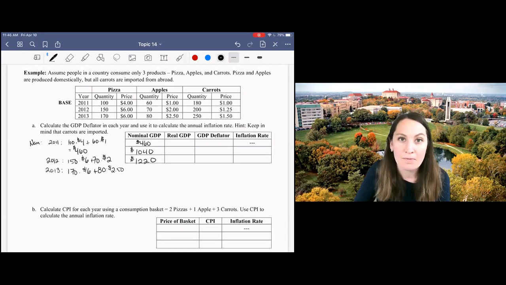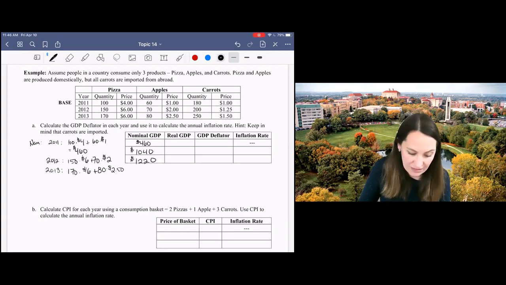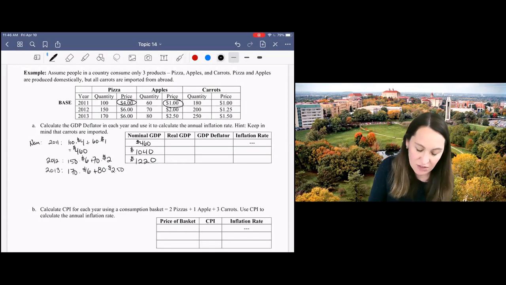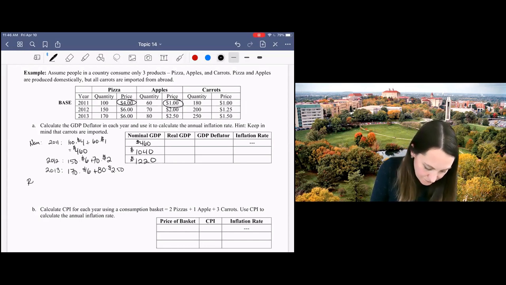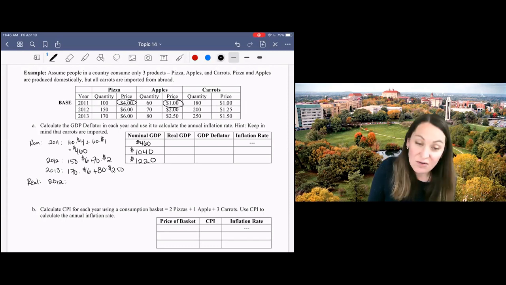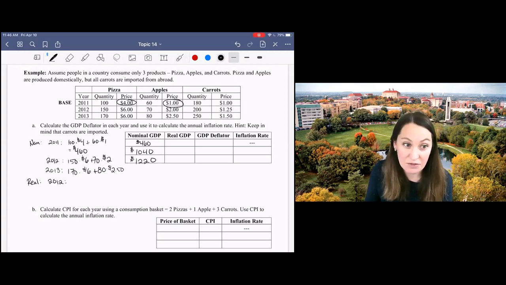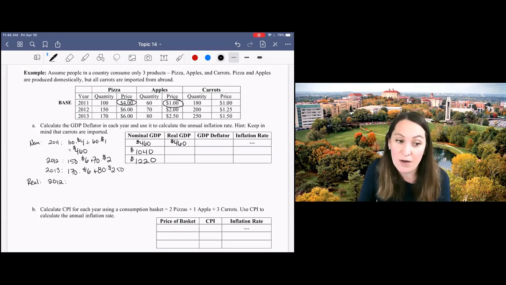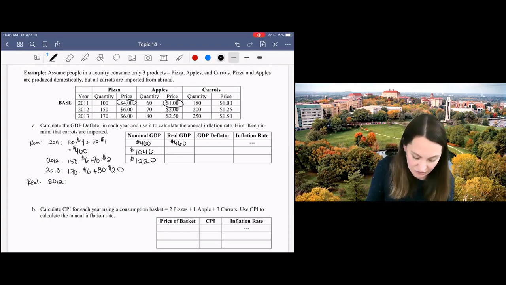Remember, nominal GDP reflects both increases in prices and increases in quantity, so it's not very useful to us actually. Real GDP will reflect only changes in quantity because we'll only use these base year prices in our GDP calculations. So for real GDP, we don't need to redo this calculation for the base year, 2011, because I know that we're using the same prices, same quantities as we did for nominal GDP, and that will still be $460.